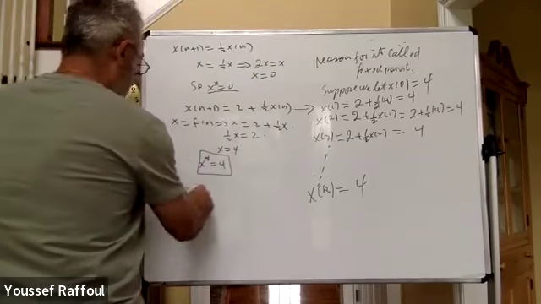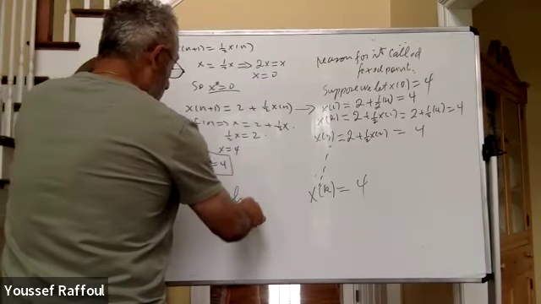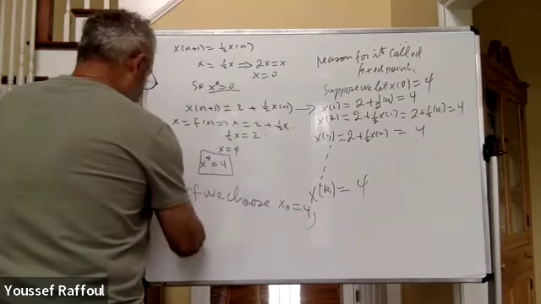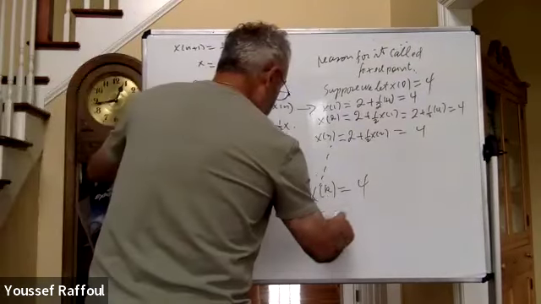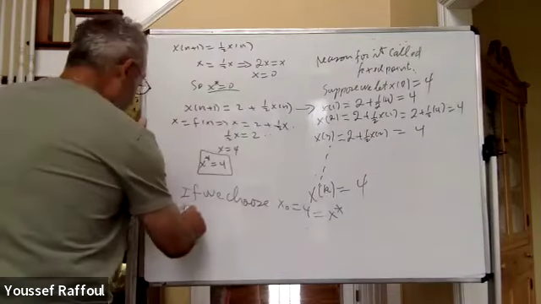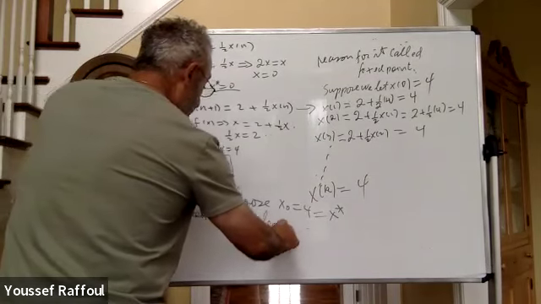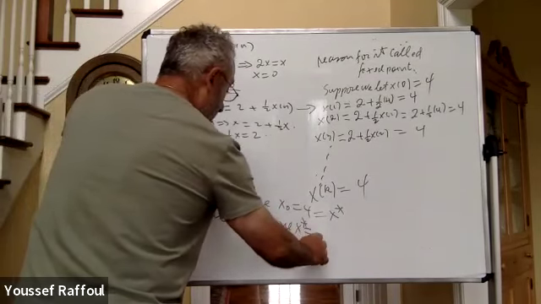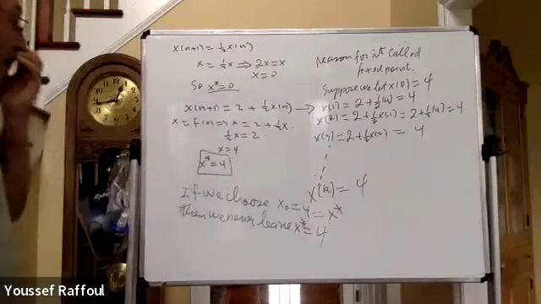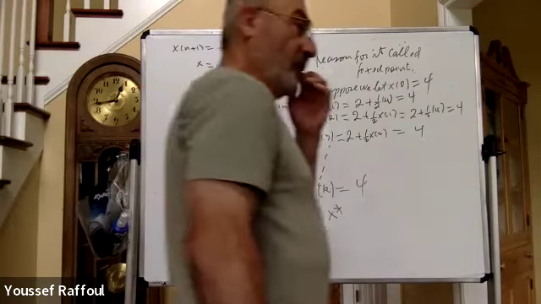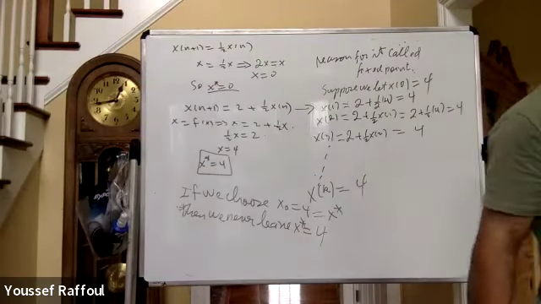So if we choose x0 equal 4, which is x star, then we never leave x star equal to 4. You will stay on it for all n. That is the solution. All right. Any questions?